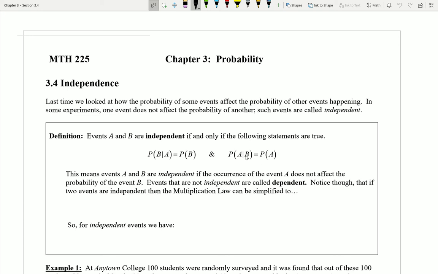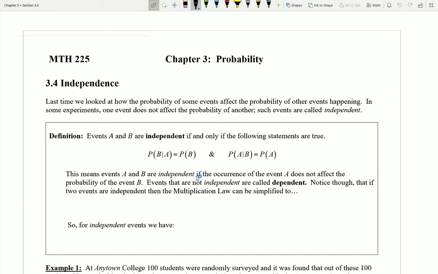If I reverse the order, what are the chances that it rains in California, given that you got an A on your exam? You should just be able to narrow that down to, what are the chances that it rains in California? Okay? So independent events are events that do not affect the likelihood of the other event happening. And that's what I state down here.